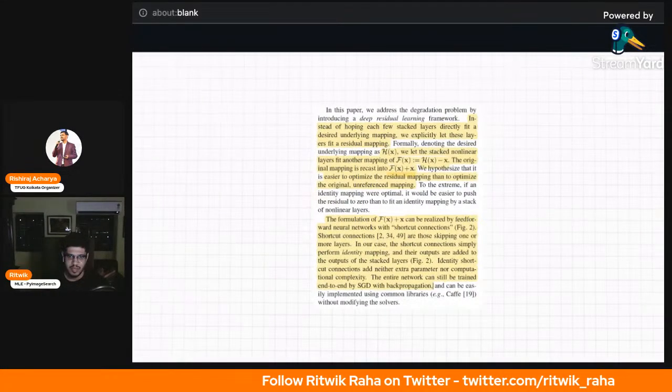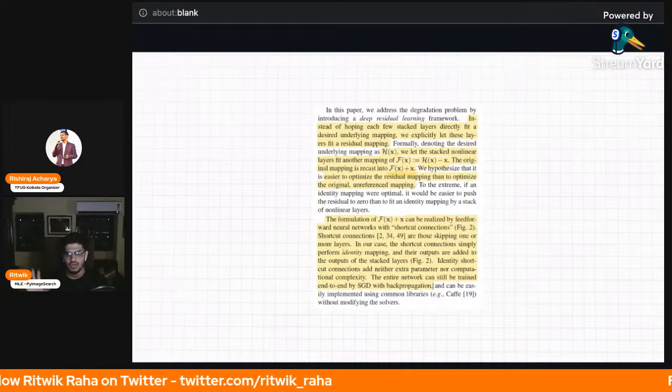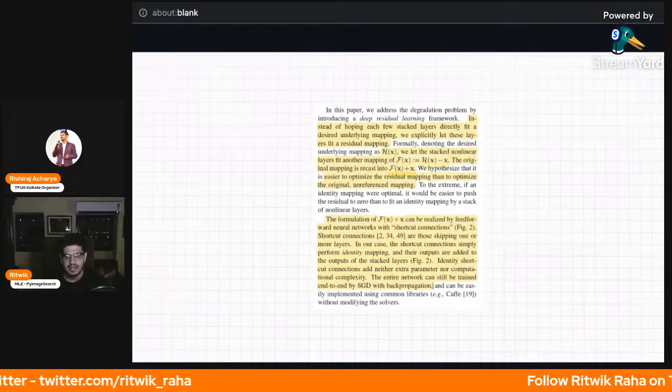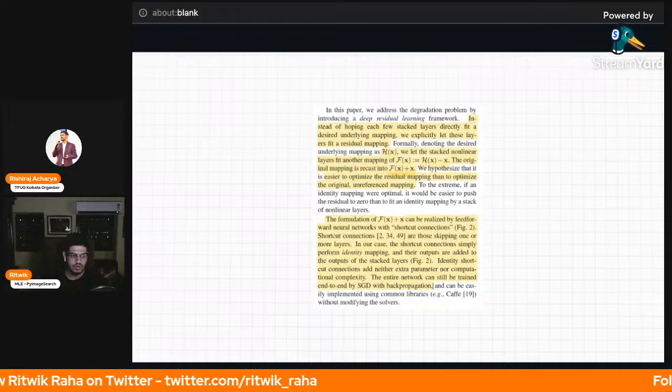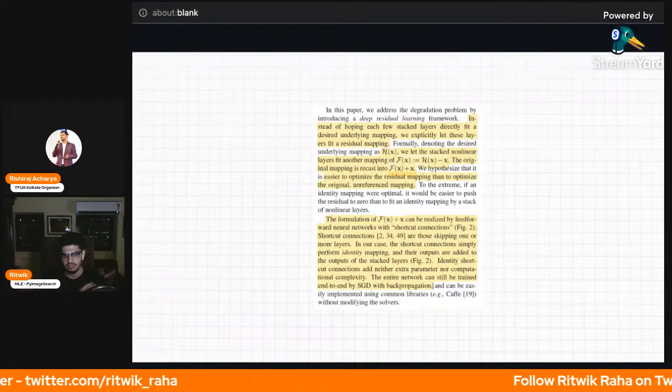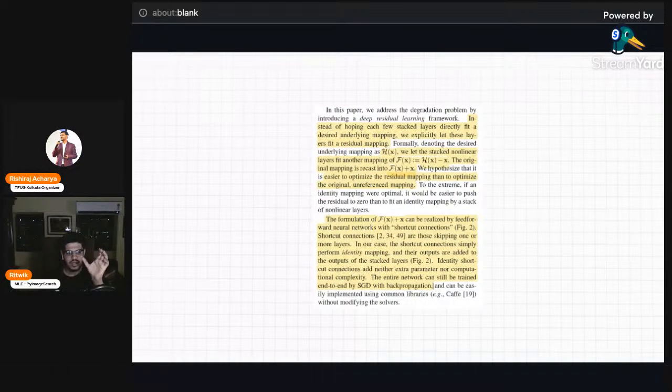So, in the context of the paper, they are suggesting that when training deep neural networks, instead of trying to learn a complex function directly, it's sometimes easier to learn the difference or residual between the input and the desired output. So, what they're saying is that instead of trying to approximate the function by adding more layers, what can be easier is if we try to understand this little part where we have the input and the desired output.